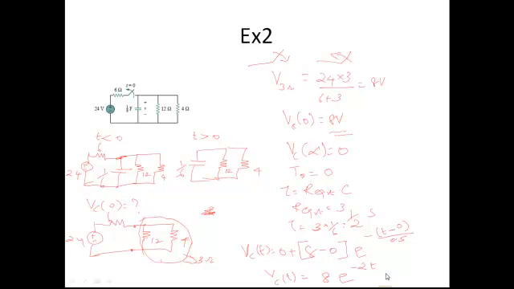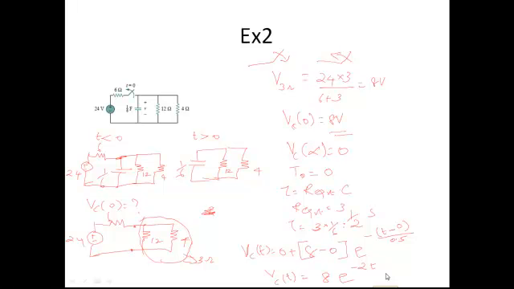So in this example, what we have seen is that whenever you have a circuit with switches, you are going to draw more than one network, in the sense of what happens before switching takes place and what happens after switching takes place. The circuit before switching gives you the initial condition, and the circuit after switching gives you the final condition and R equivalent. With the initial condition from the first part and the final condition and R equivalent from the second part, you can write the generalized solution.